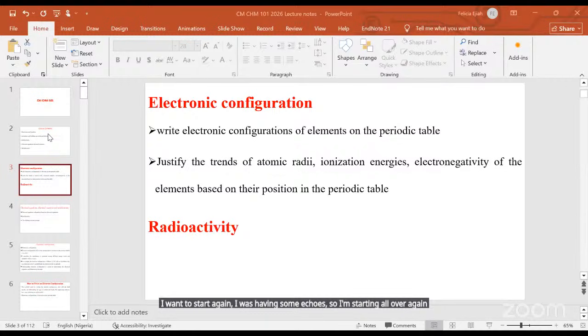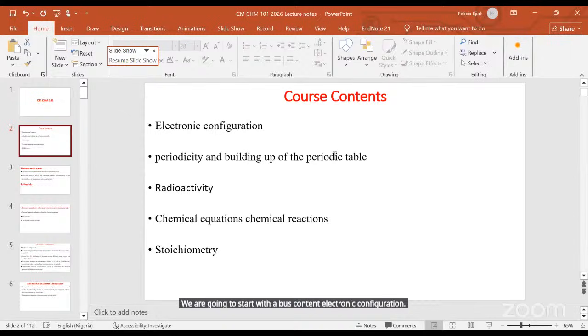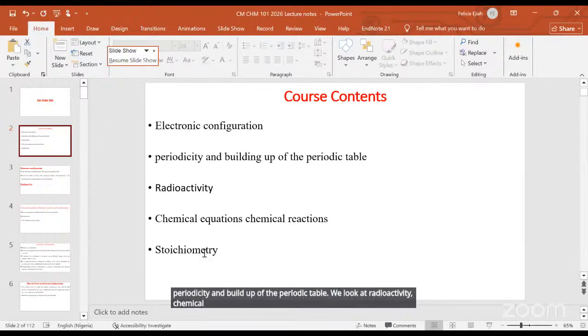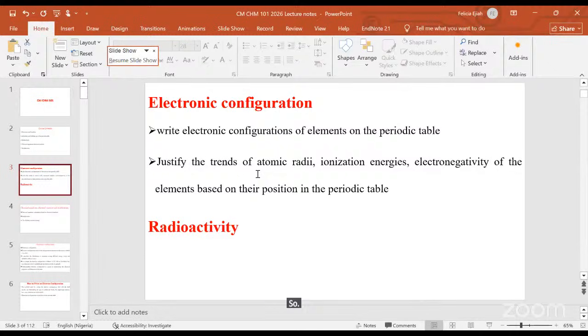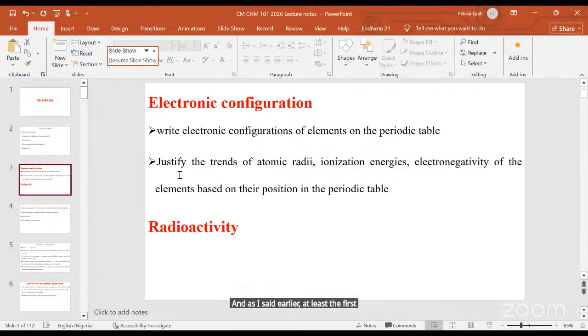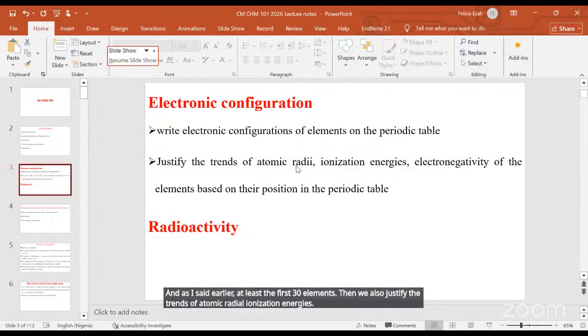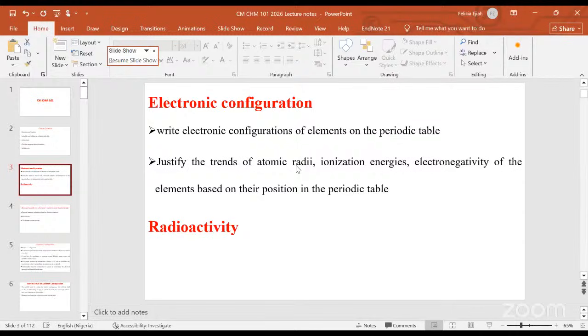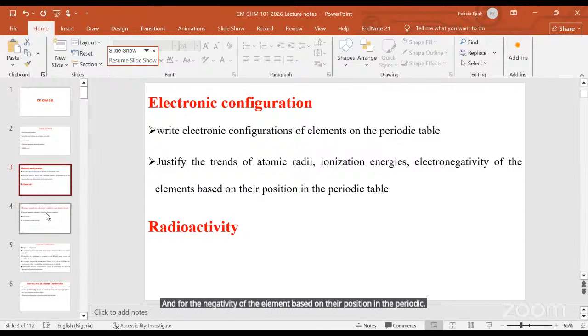So as I said, we are going to start with the course content: electronic configuration, periodicity and build-up of the periodic table. We look at radioactivity, chemical equations, chemical reactions, and stoichiometry. For the electronic configuration, you have to know how to write the electronic configuration of elements on the periodic table, and as I said earlier, at least the first 30 elements. Then we'll also justify the trends of atomic radial ionization energies, electronegativity of the element based on their position in the periodic table.